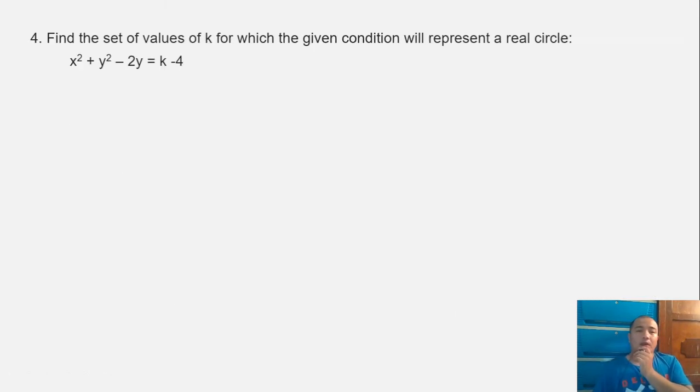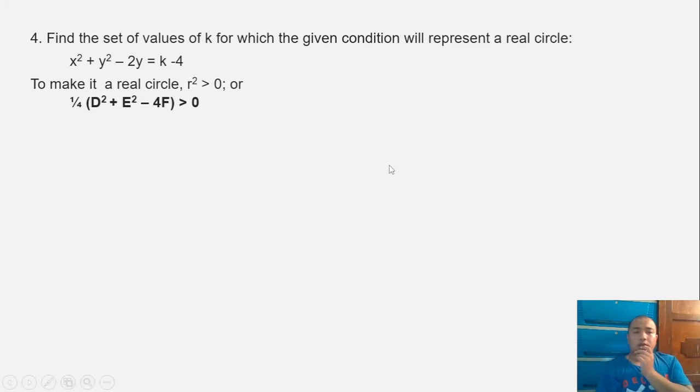Okay. Number 4, find the set of values of k for which a given condition will represent a real circle. Here, x squared plus y squared minus 2y equals k minus 4. What should be the set of values of k so that this equation will represent a real circle? So to make it a real circle, r squared should be greater than 0, of course, should be positive. If it's negative, then it's a null set. But if it's equal to 0, it's just a single point, so it should be greater than 0.